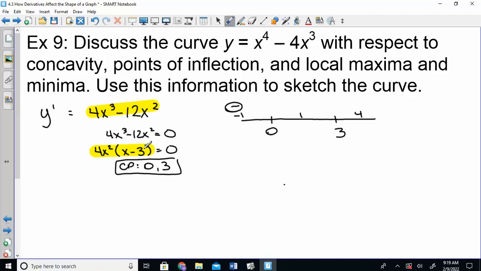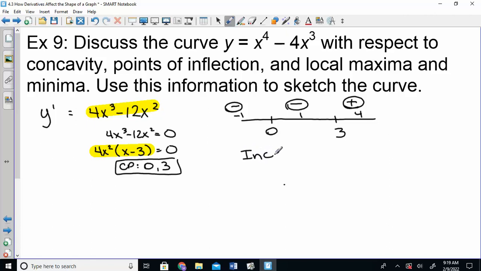If I put in a 1, we get 4 times -2, so that would be negative. If we put in 4, 4 squared is positive, 4 minus 3 is positive, so that is positive.